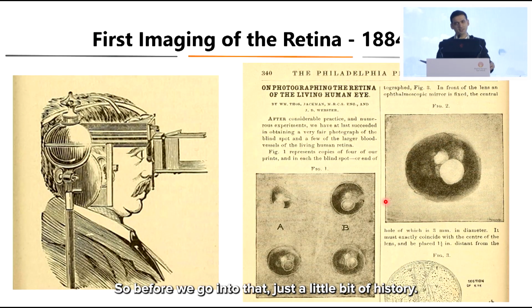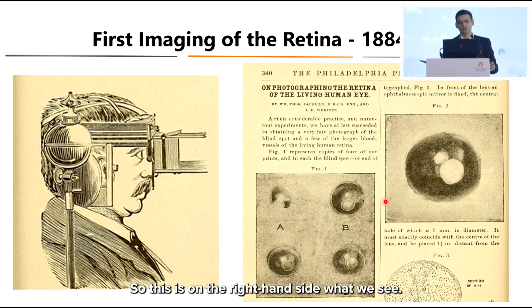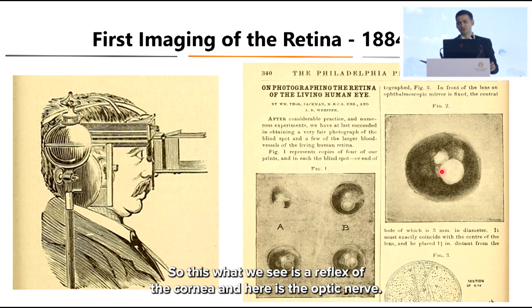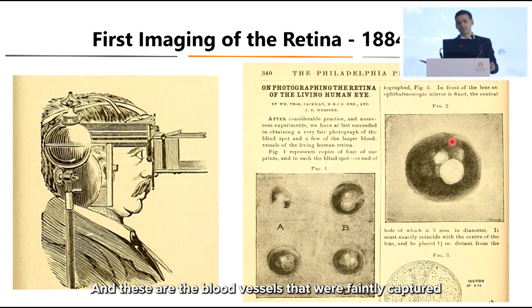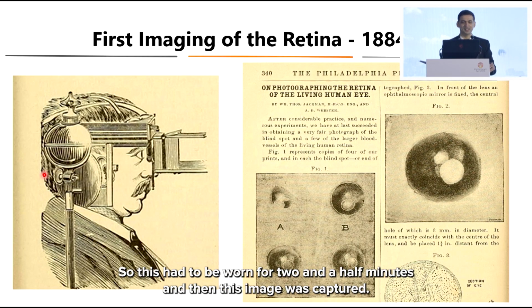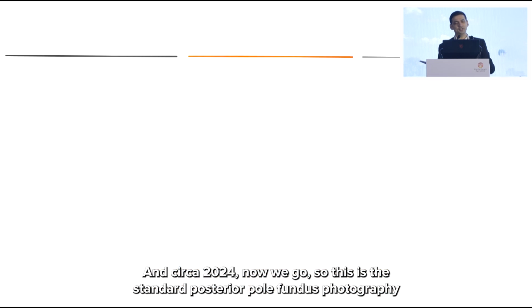Before we go into that, just a little bit of history. On the right-hand side, this is the first image of the retina that was captured way back in 1884, 140 years ago. What we see is a reflex of the cornea, and here is the optic nerve. These are the blood vessels that were faintly captured, and the exposure time during that period was 2.5 minutes. So this had to be on for 2.5 minutes, and then this image was captured. And circa 2024, now we go.